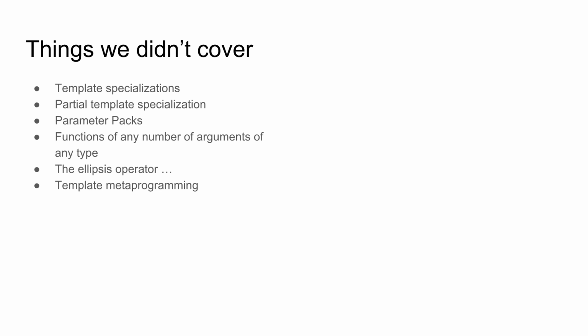So things we didn't cover about templates, because it's a really broad subject, are template specializations, which we can show you. That's pretty quick and pretty easy. Also partial template specialization, parameter packs, functions of any number of arguments or of any type, the ellipsis operator, and template metaprogramming. These are all really advanced topics, which we won't touch in this class. But if you're curious about templates, Google these terms and you'll get more information.